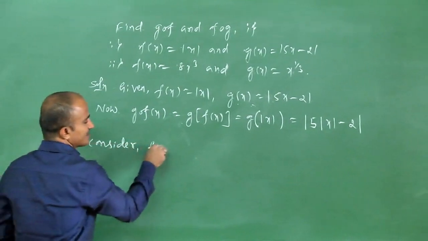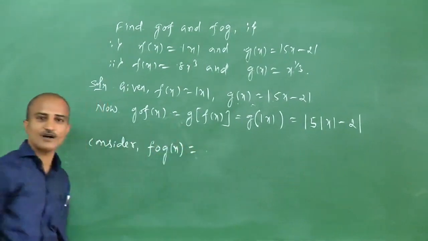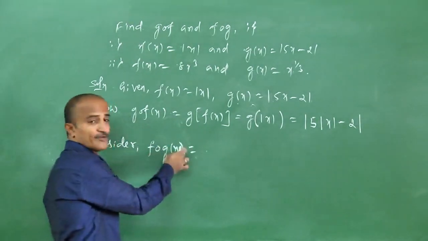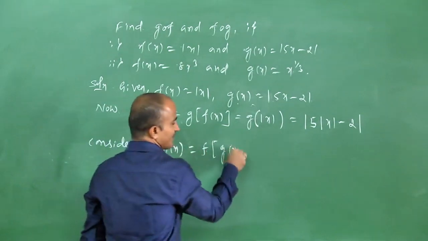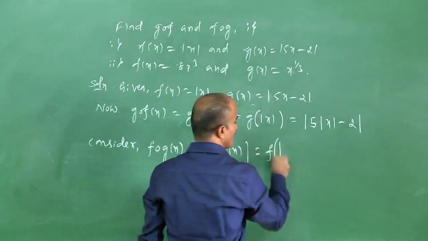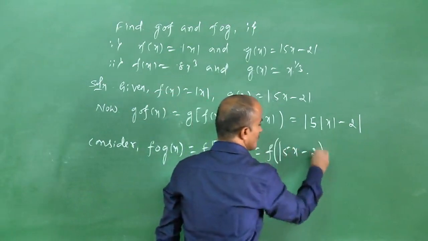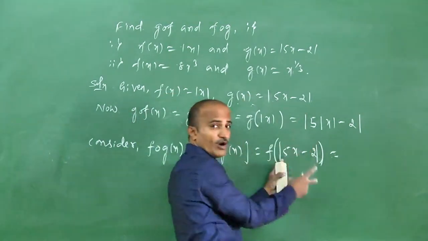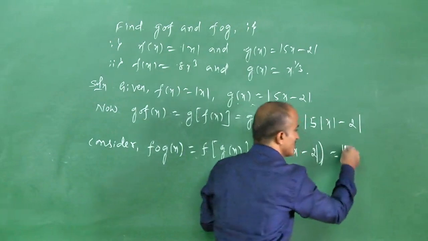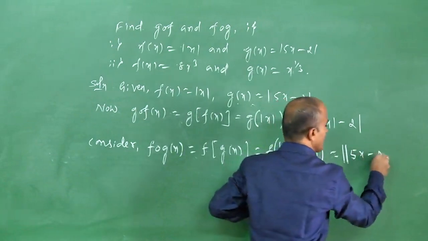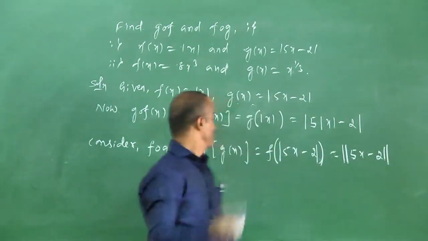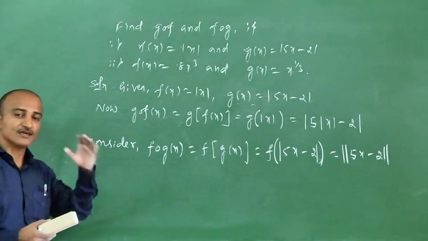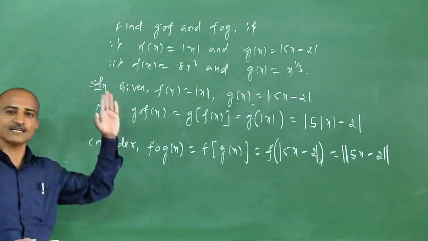Now consider fog of x, which means finding fog of x. Both are composite functions. Fog of x is written as f of g of x. What is g of x? Mod of 5x minus 2. What is f of x? Mod x. In place of x we have mod of 5x minus 2. Therefore modulus of mod of 5x minus 2 is the fog of x. This is how we can find gof and fog for the given respective functions.